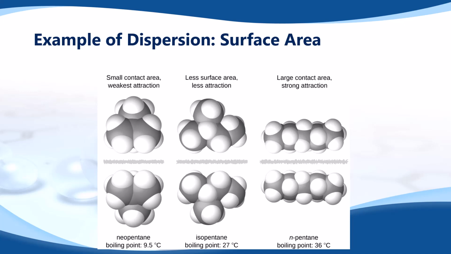And then you have isopentane, which is kind of in the middle, and its boiling point is also in the middle of those two because it has larger surface area than neopentane, but smaller than regular pentane. So that's dispersion force.